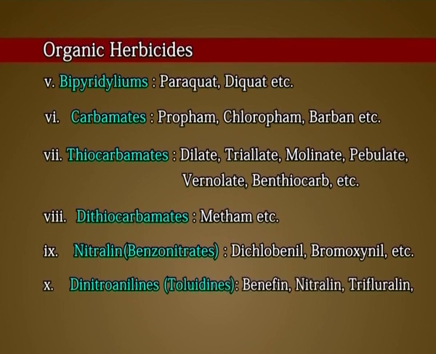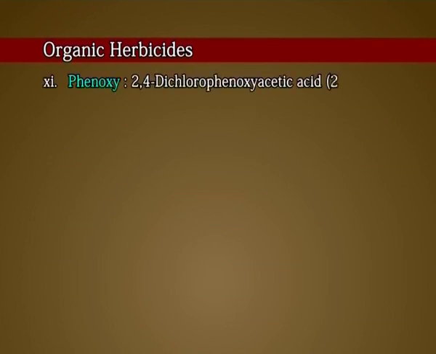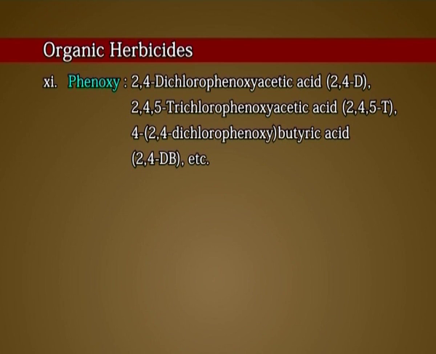Number 10, dinitroanilines. It is also known as toluidines. It includes benfluralin, nitralin, trifluralin, fluchloralin, pendimethalin, etc. Number 11, phenoxy groups. It includes 2,4-dichlorophenoxyacetic acid, known as 2,4-D. 2,4,5-trichlorophenoxyacetic acid, also known as 2,4,5-T. 2,4-dichlorophenoxybutyric acid, also known as 2,4-DB, etc.